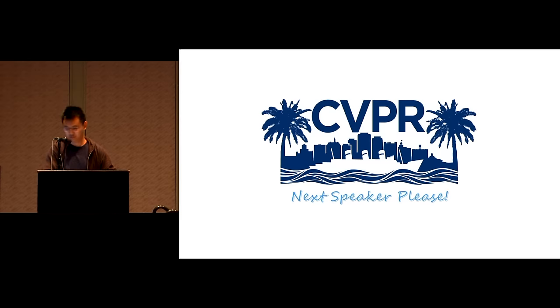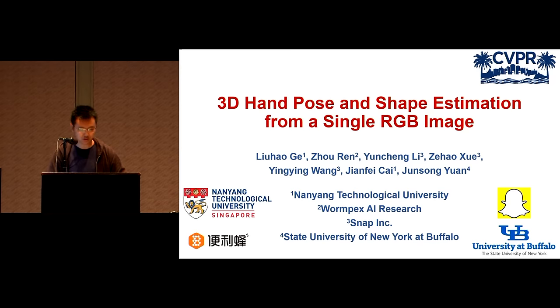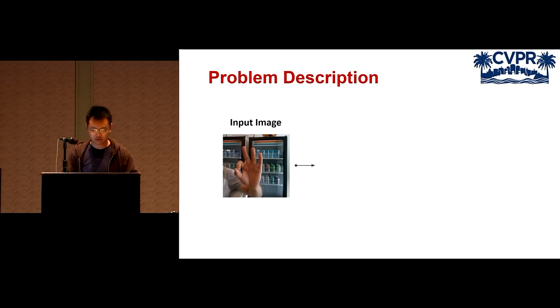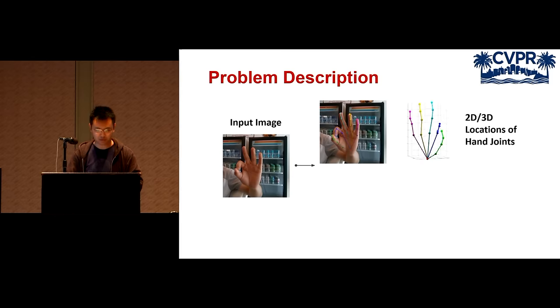Hello, everyone. I'm Liu Haog from Nanyang Technological University. Today, I will present our work, 3D hand shape and pose estimation from a single RGB image. Most existing RGB-based methods focus on estimating 2D and 3D locations of hand joints, which cannot fully express the 3D hand shape. However, many immersive VR and AR applications often require accurate estimation of both 3D hand pose and shape.